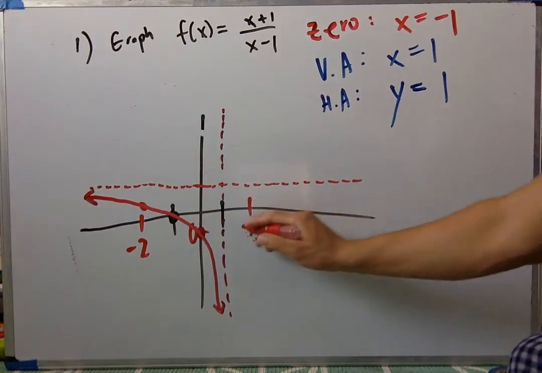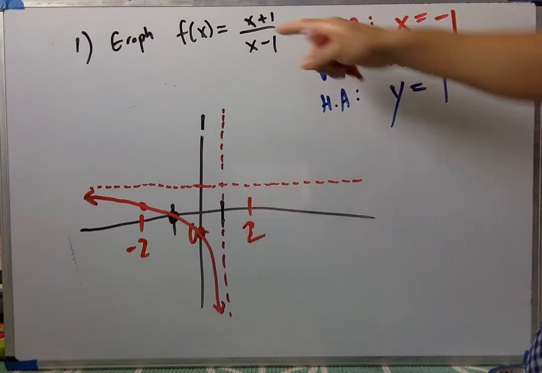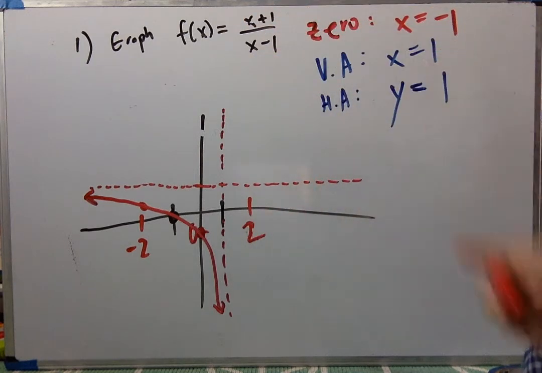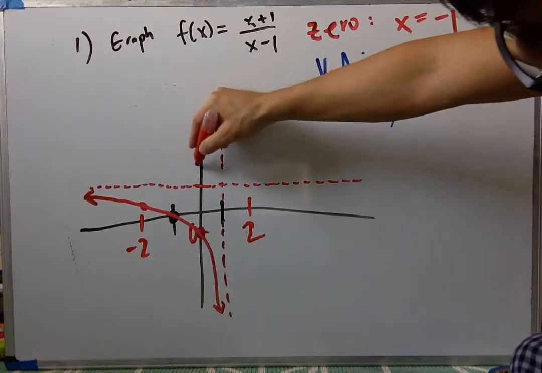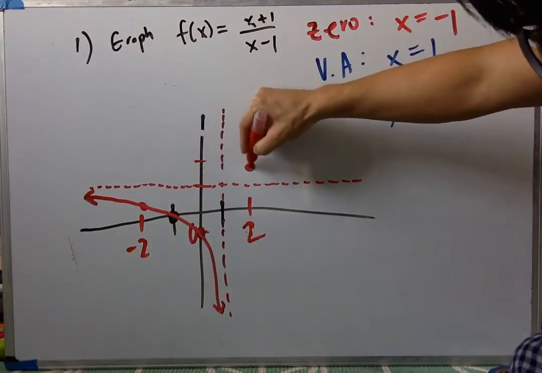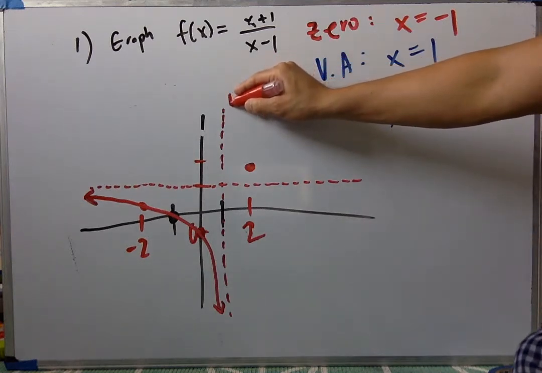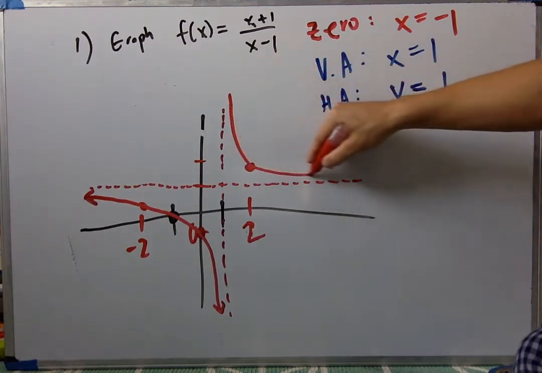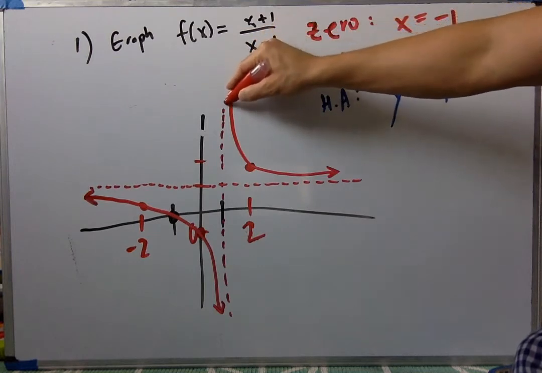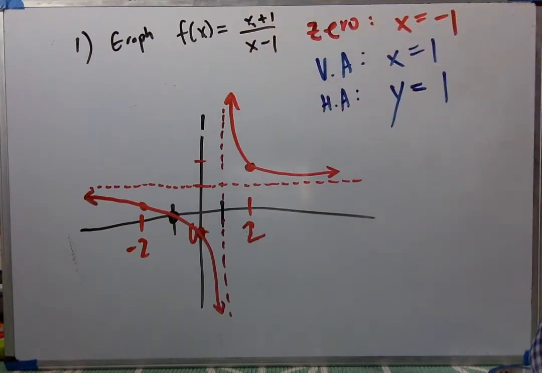Okay, now for +2. So if I plug in +2, that's 2 plus 1 is 3, 2 minus 1 is 1. So that gives me +3. So +3 is up here. That means I'm at the top of the graph. It should approach the vertical asymptote like that, and then approach the horizontal asymptote like that. And there's the graph. There's the graph for x plus 1 over x minus 1. Okay, I'm going to move on to problem number 2 now.